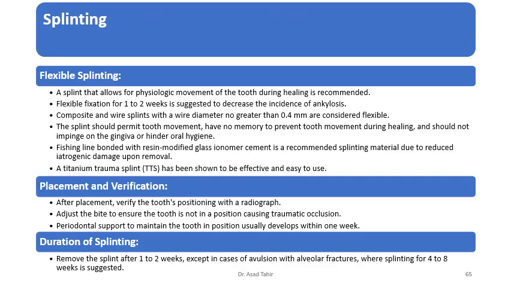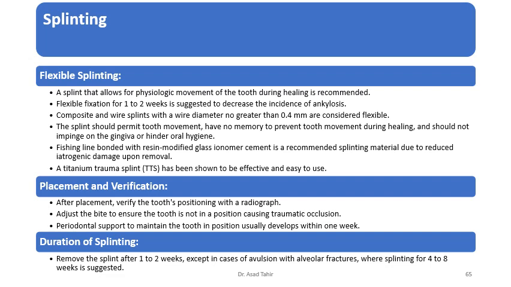Splinting. Flexible splinting. A splint that allows for physiologic movement of the tooth during healing is recommended. Flexible fixation for 1 to 2 weeks is suggested to decrease the incidence of ankylosis. Composite and wire splints with a wire diameter no greater than 0.3 mm are considered flexible. The splint should permit tooth movement, have no memory to prevent tooth movement during healing, and should not impinge on the gingiva or hinder oral hygiene.